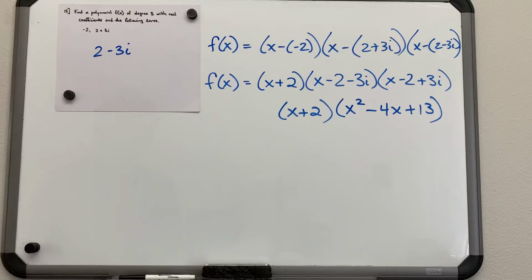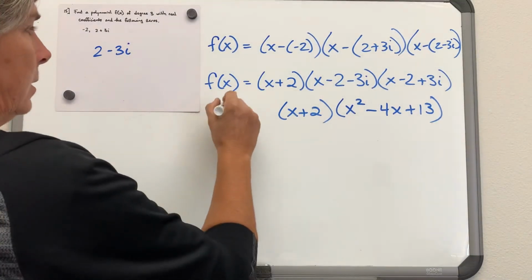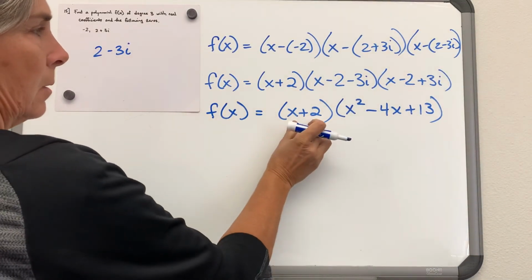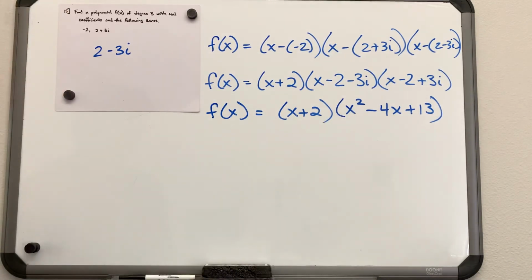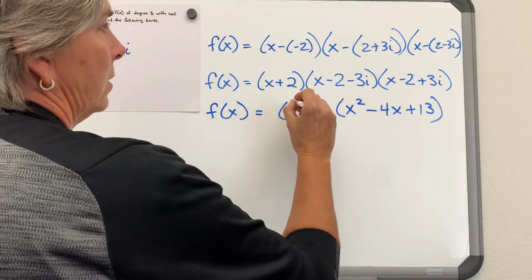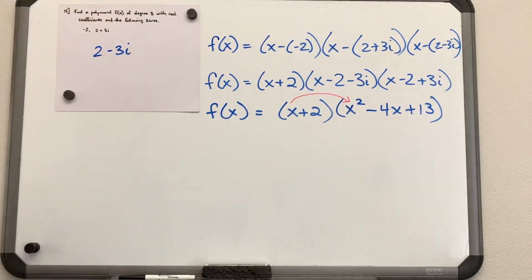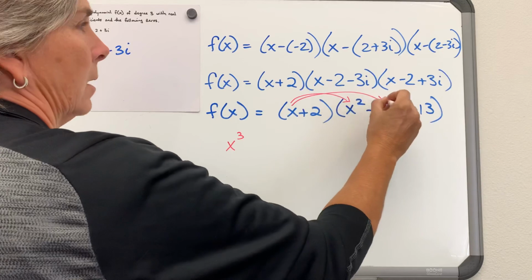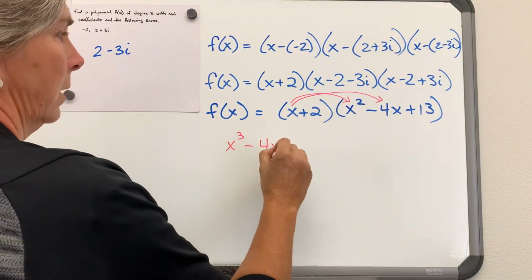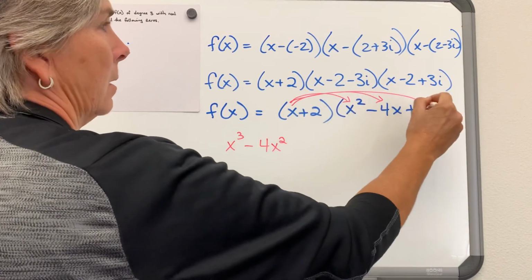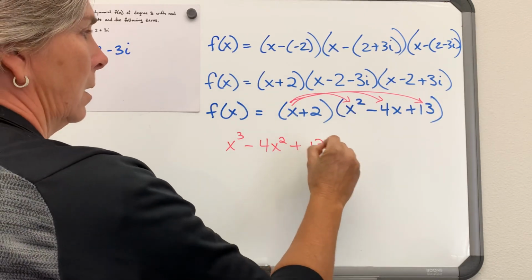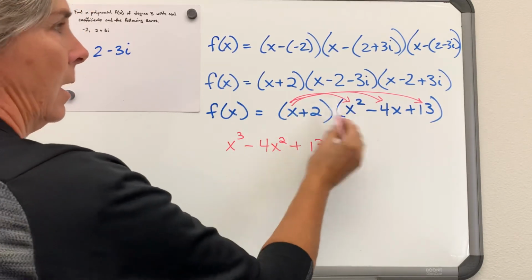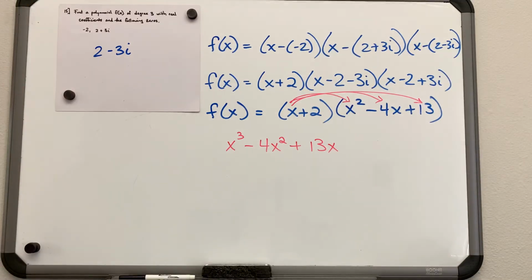Okay, so in order to finish the problem, I still need to multiply this binomial by this trinomial. But this time I'm just going to do it using the distributive property. But there's a really nice way to do it where you can line up like terms. So here I have x times x squared, which is x to the third. And then I have x times negative 4x, which is minus 4x squared. And then x times 13, which is plus 13x. So I've distributed the x into the entire trinomial.